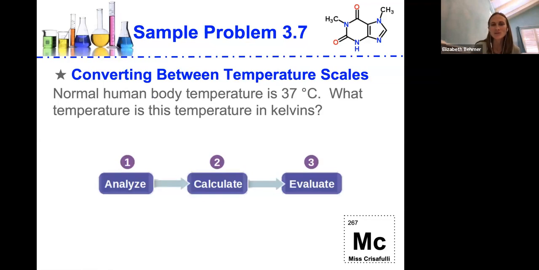Converting then between temperature scales, let's do a sample problem. Normal human body temperature is 37 degrees Celsius. What temperature is this in Kelvin?